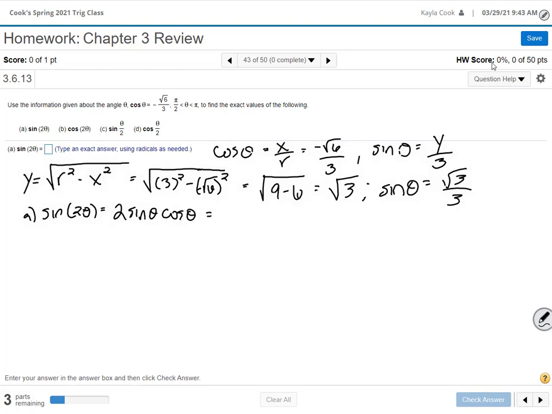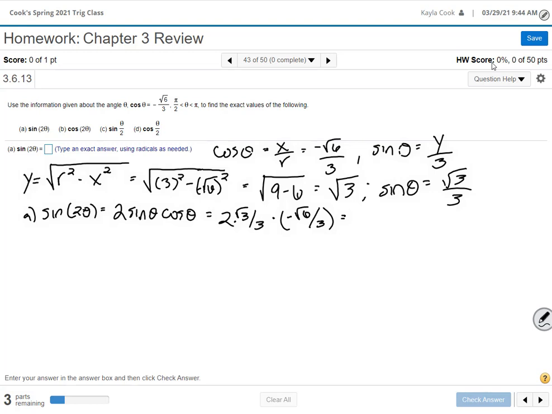Right? But sine theta we found was root 3 over 3. And then cosine theta was given to us, and that's negative root 6 over 3. All right, so how do we multiply all this together? Because we need an exact value, and we have radicals in here. So we want to make sure that we don't automatically jump to the calculator, because your calculator may not give you an exact value when it involves radicals. All right, so I'm going to still multiply straight across.